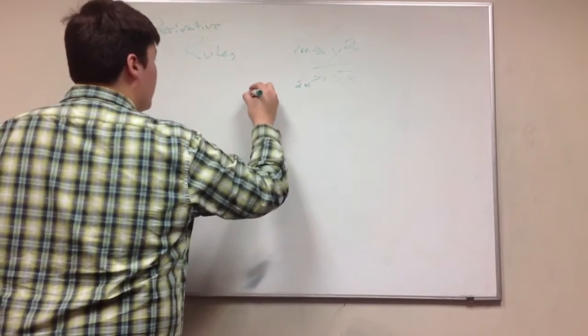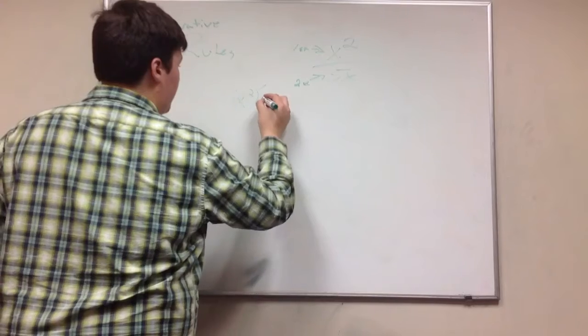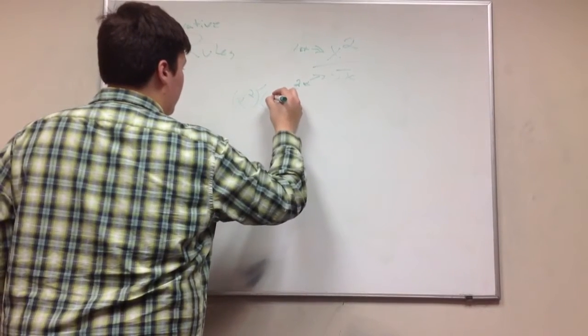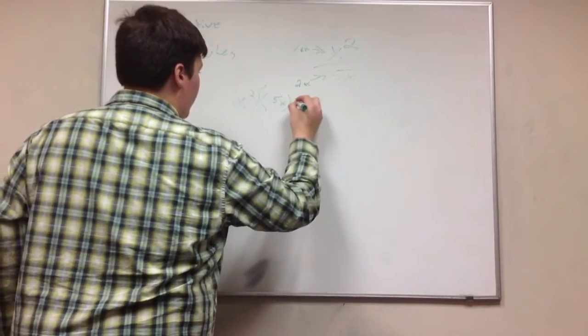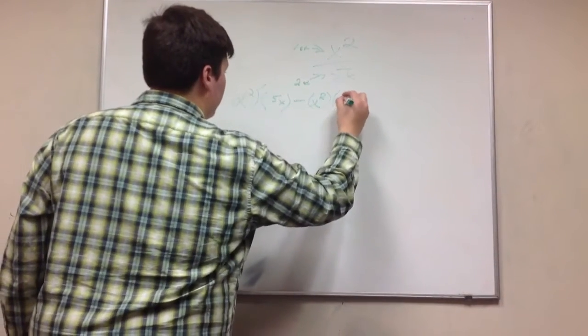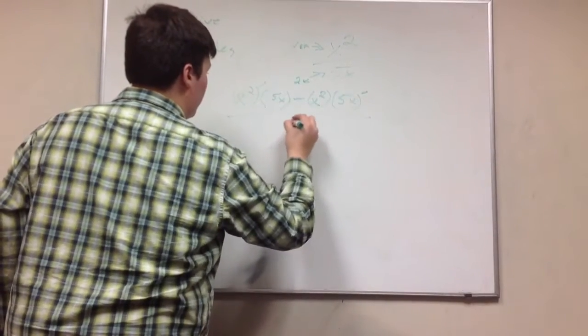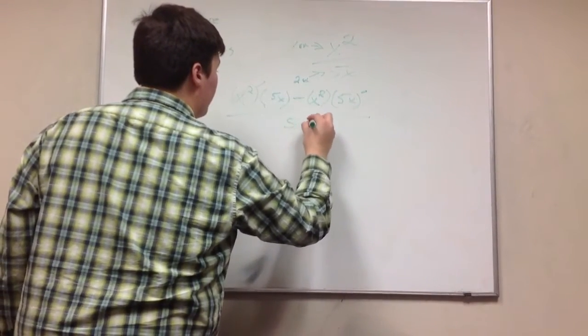And this is the quotient rule. It's the derivative of the first one times the second one, minus the first one times the derivative of the second one, over the second one squared.